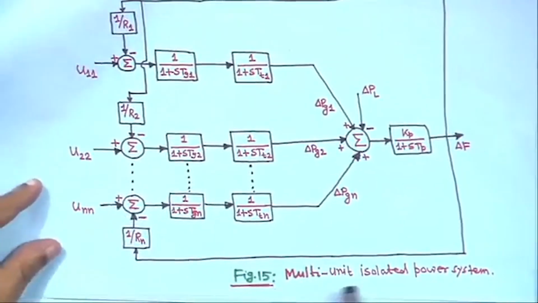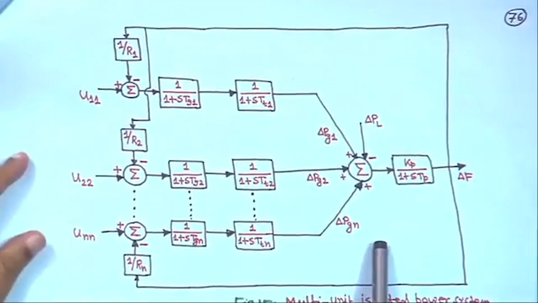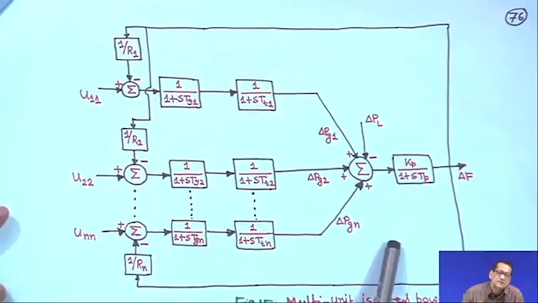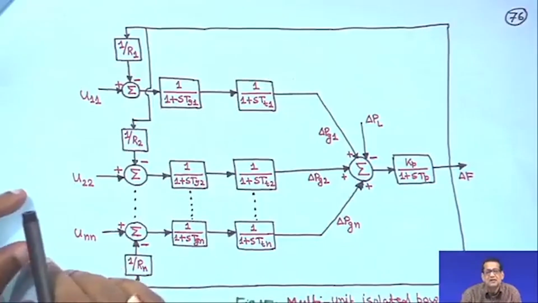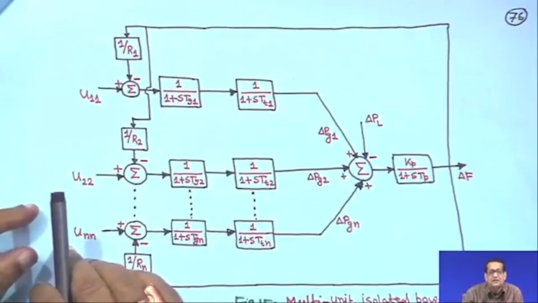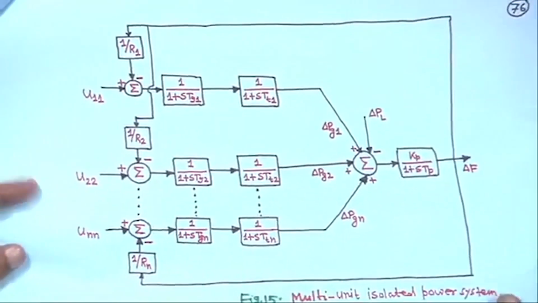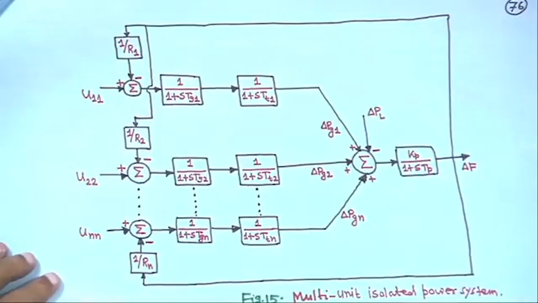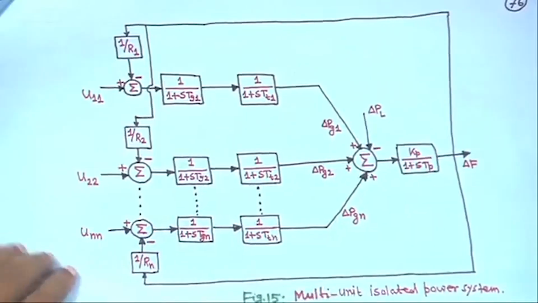So this is figure 15. This is a multi-unit isolated power system. It is not interconnected with anything. As soon as you interconnect the power systems, the tie line model comes in. Tie line means a 3-phase transmission line, right, and if two power systems are connected by a tie line, we call it that. So those models will come later. So this is the isolated block diagram for a multi-unit system.